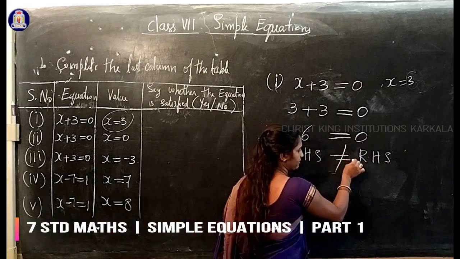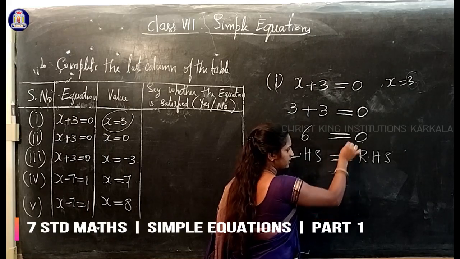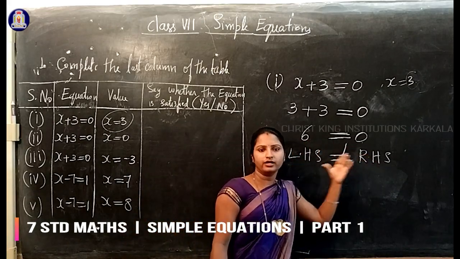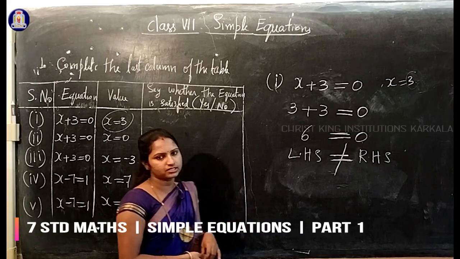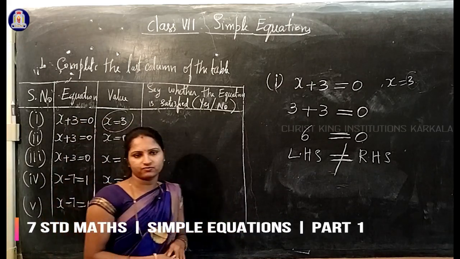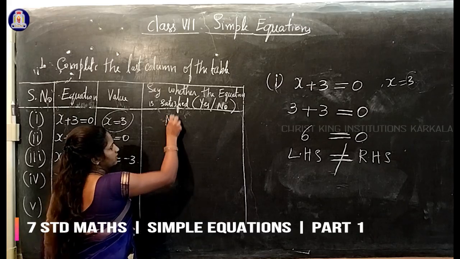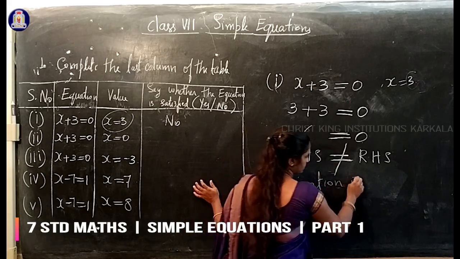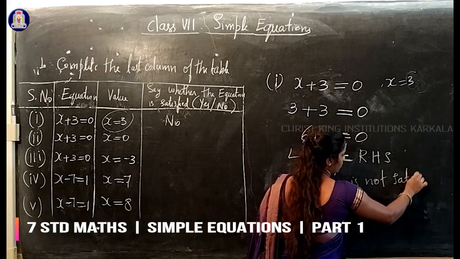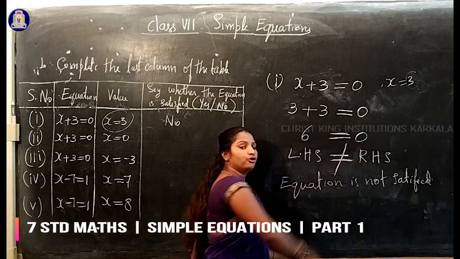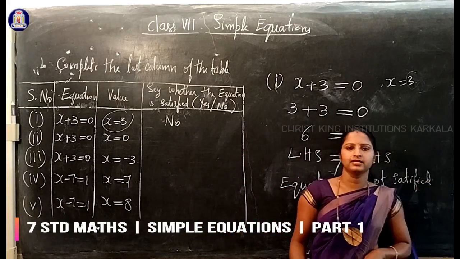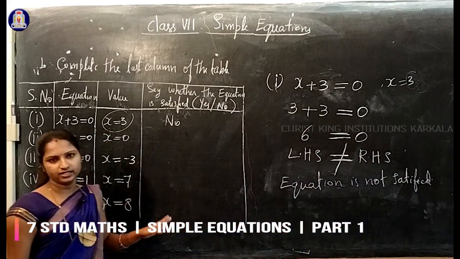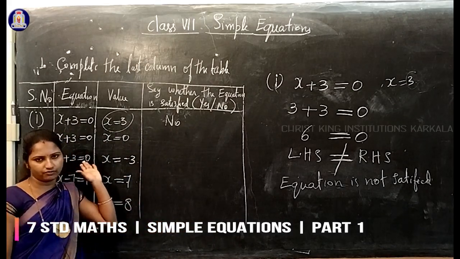So how to write not equal in a mathematical symbol? See, this is equal, this is not equal. So the LHS value and RHS value are not equal. Clear? That means this equation is not satisfied. Write like this: the equation is not satisfied because LHS is not equal to RHS. Clear? So this equation is not balanced, right? Now we'll see the second equation.